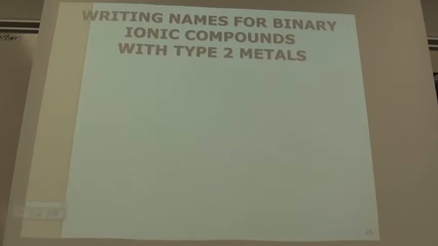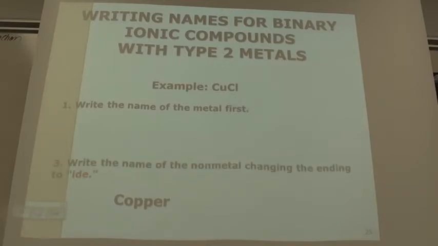Here we go. Let's write some names from the formulas. It's a little more trickalicious. Here's our example: CuCl. From that, I need to find its name. Step 1, write the name of the metal first. Look at that. Copper. And then, very logically, I will skip to number 3. Write the name of the non-metal, changing the ending to IDE.